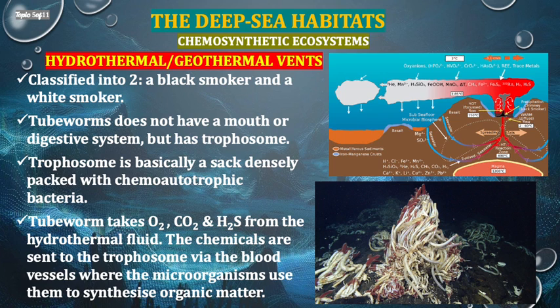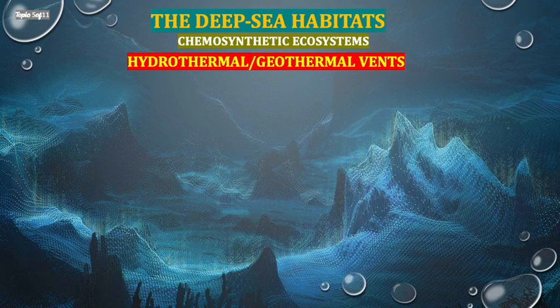All right, so the tube worms take oxygen, carbon dioxide, and hydrogen sulfide from the hydrothermal fluid and store them in their trophosome. Specifically, these chemicals are stored in the blood vessels of the tube worm around the trophosome. And then the bacteria synthesize these chemicals into organic matter that is useful for the tube worms. This picture here at the bottom right corner shows a community of tube worms that grows in the lava near a hydrothermal vent in California.